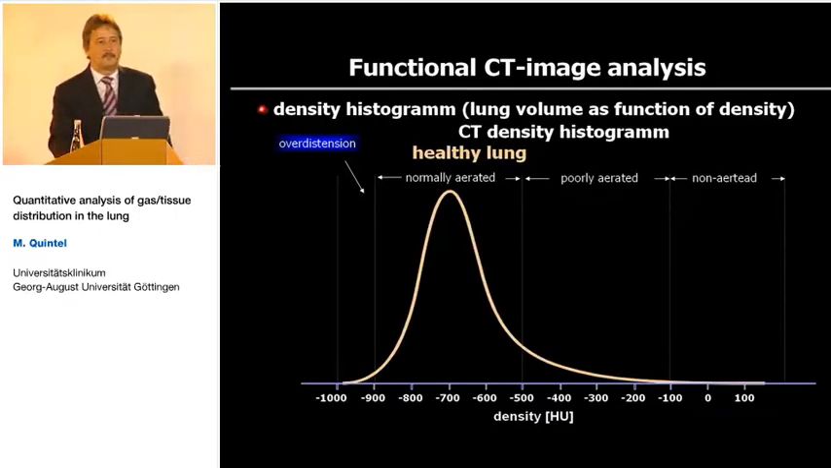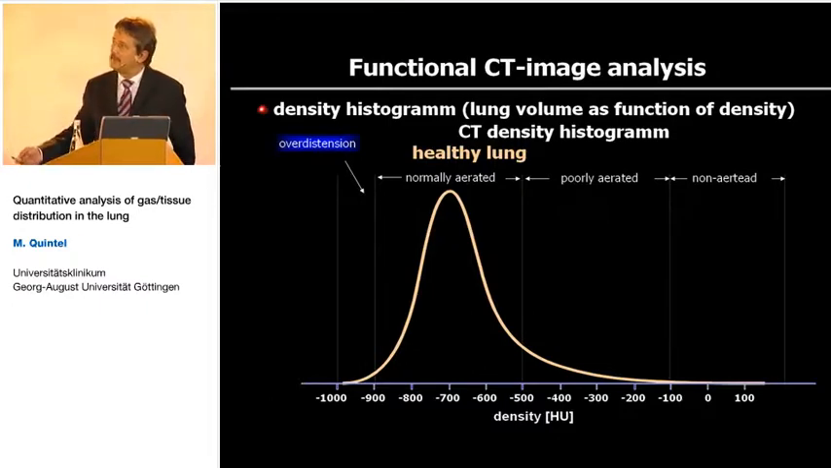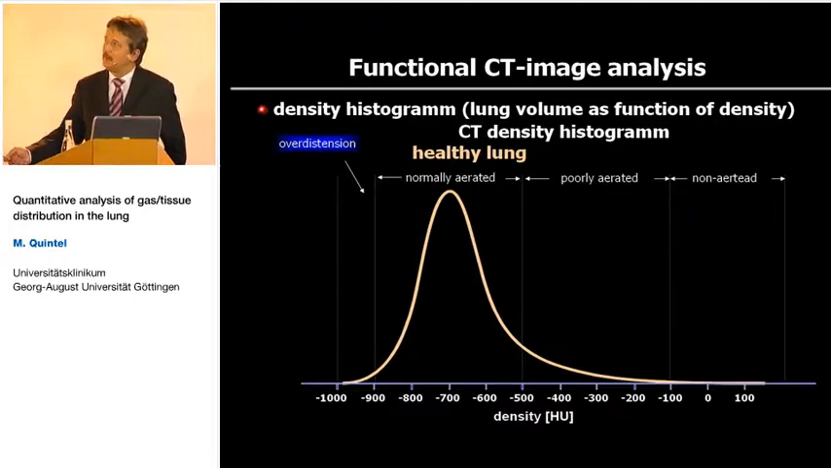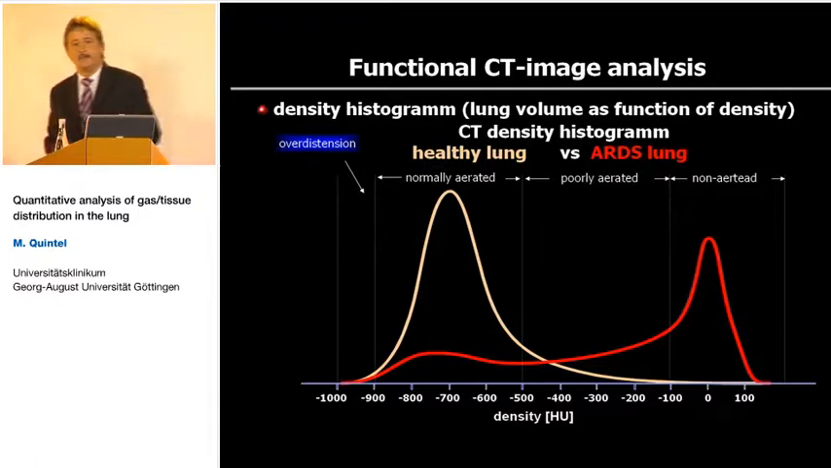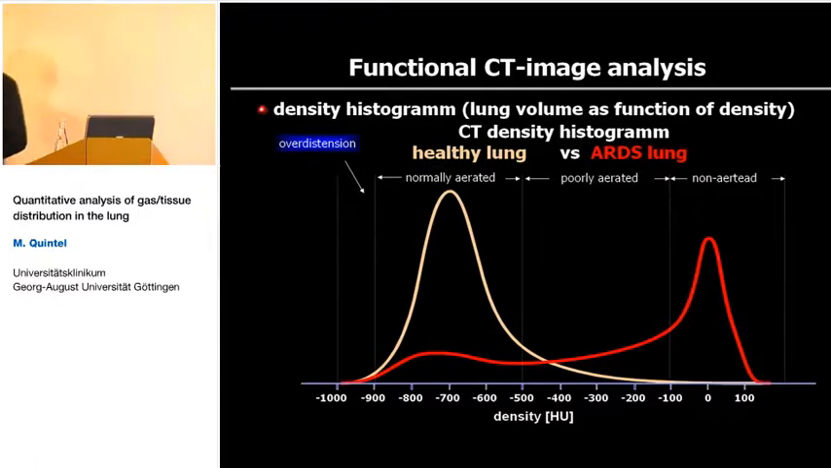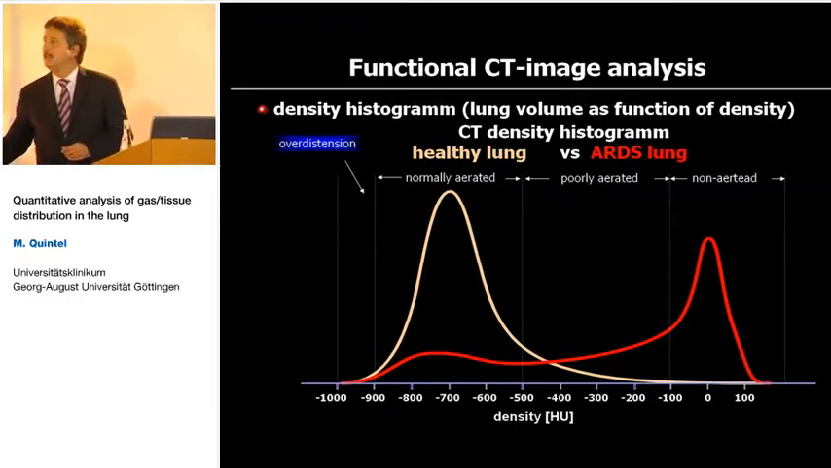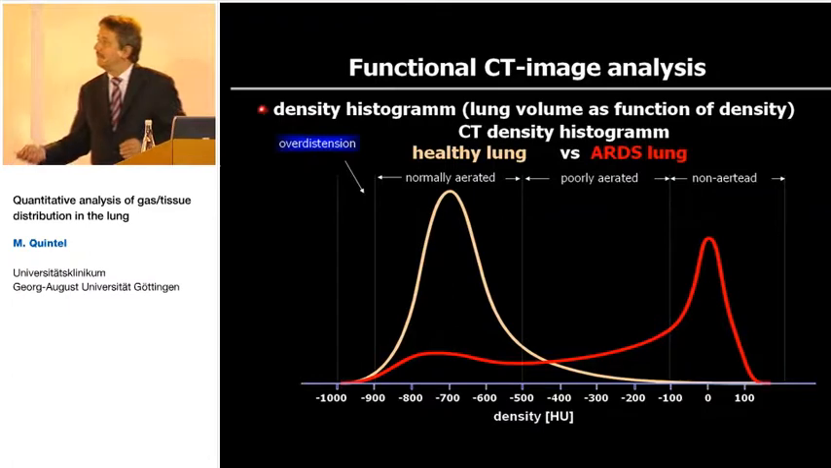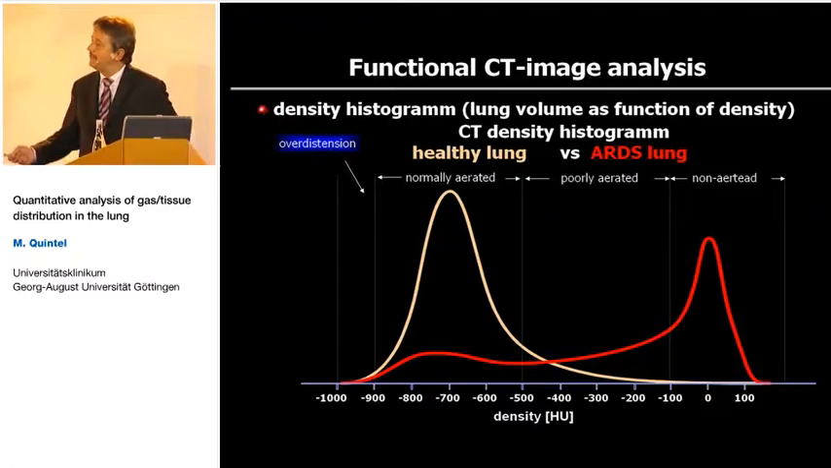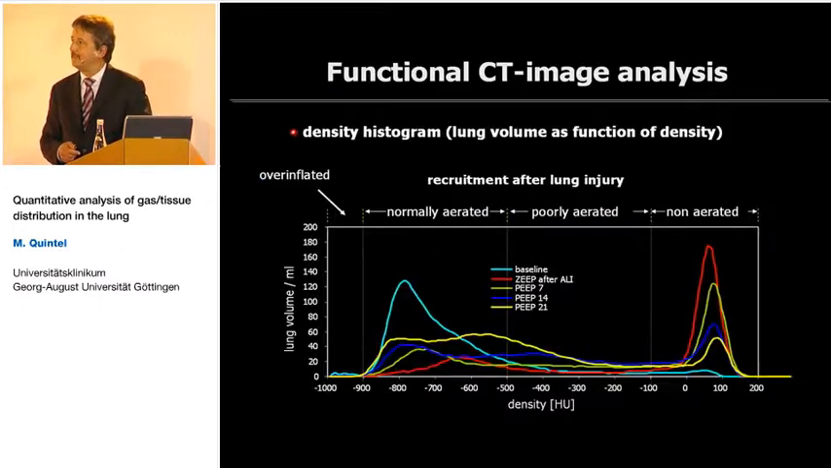So the normal distribution in a healthy lung would look like this. Most of the areas, and this is again a Gaussian distribution, are in the normally aerated range. If we now look at an ARDS lung, the shape of the density distribution looks like this. There is much more of a distribution in the areas of non-ventilated or consolidated lung.